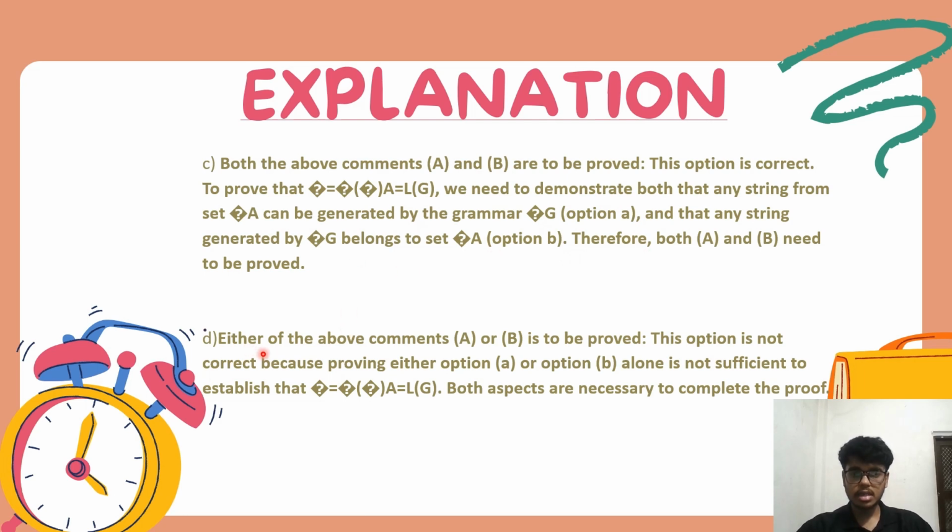And our last option, D: either of the above options A or B is to be proved. This option is not correct because proving either option A or option B alone is not sufficient to establish our statement, which is A equals L of G. Both aspects are necessary to complete the proof.